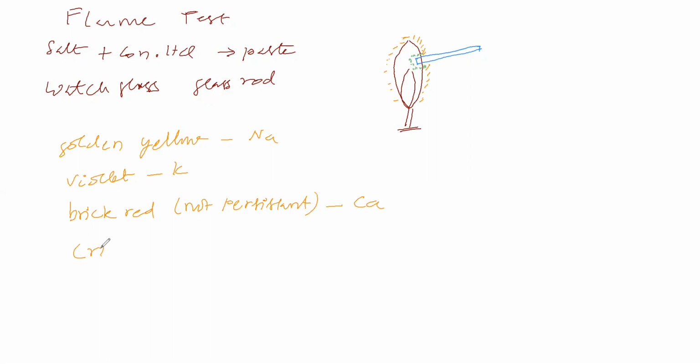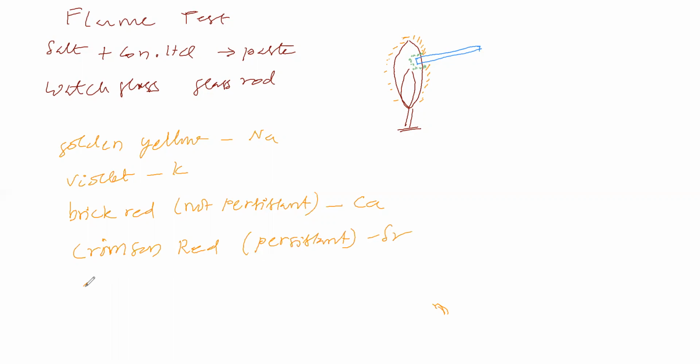If the flame appears crimson red, crimson red in the sense dark red, and it is persistent, then we can say the given salt contains strontium. Crimson red means deep red color. Deep red color is appearing around this flame, and it is persistent. Then this crimson red indicates that the given salt contains strontium.